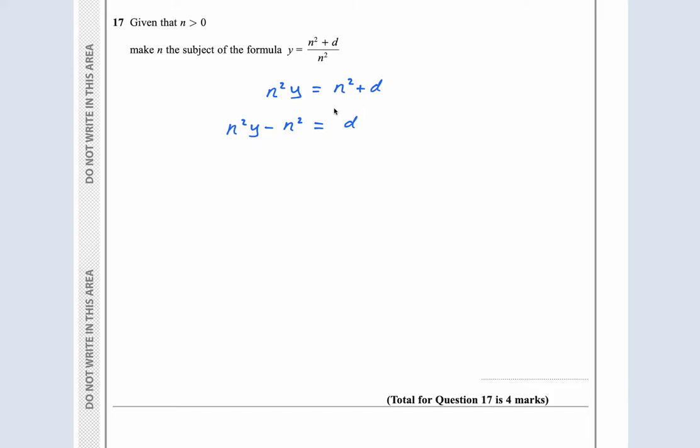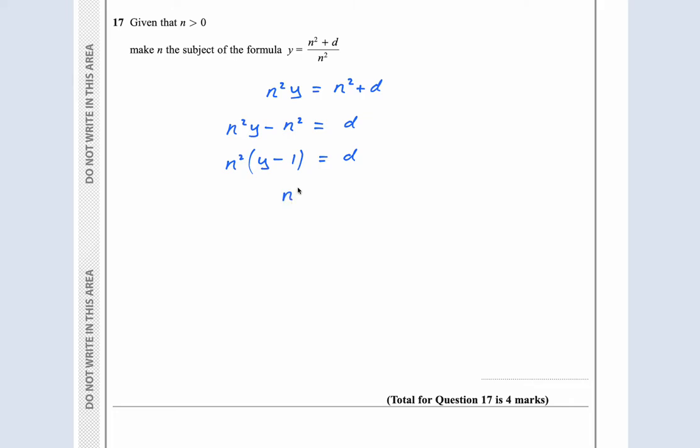Then I need to isolate n squared. So I'm going to factorize n squared. Take out n squared from both of these terms. Open a bracket. If I factorize n squared from here, what's left? Y. If I factorize n squared from here, what's left? 1, or negative 1, equals d.